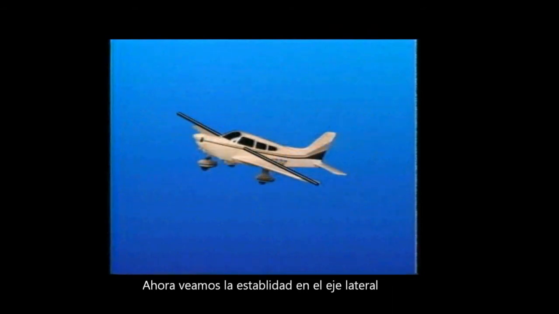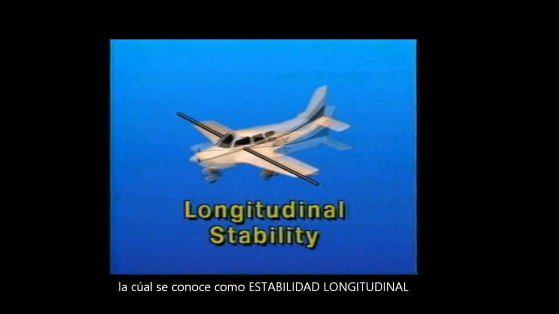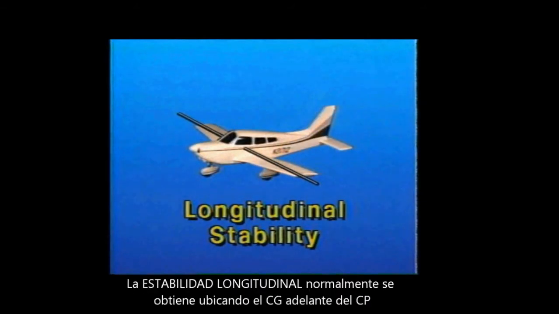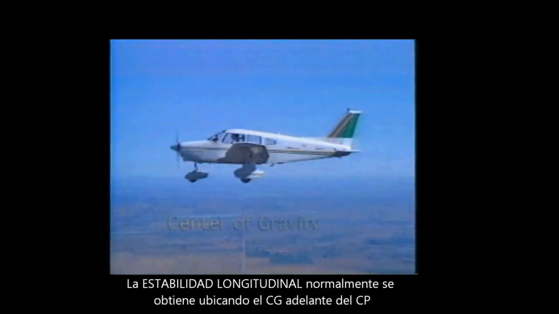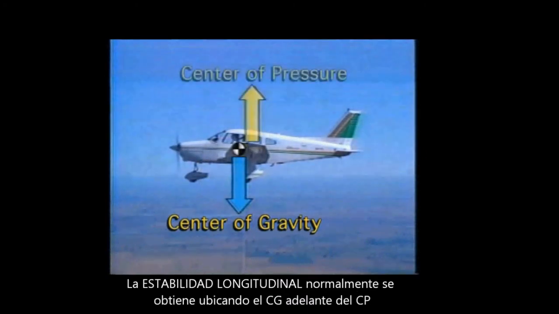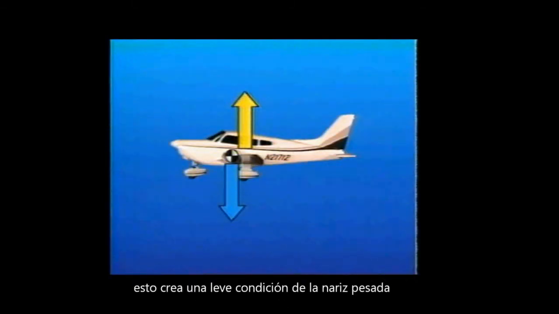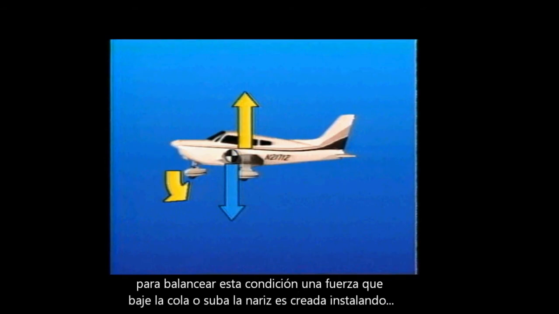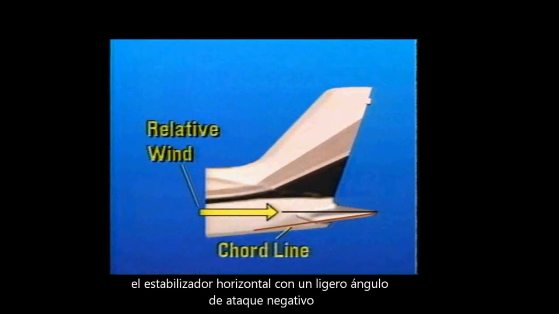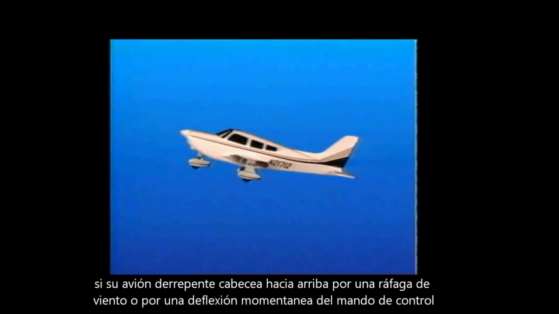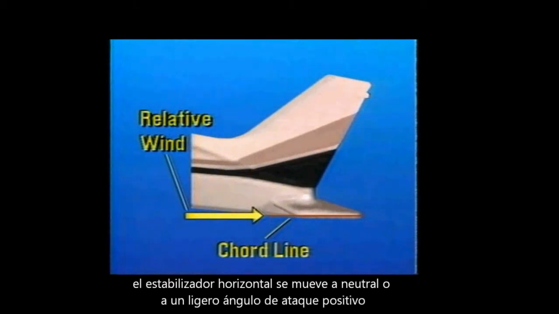Now let's look at stability about the lateral axis, which is called longitudinal stability. Longitudinal stability is normally obtained by locating the center of gravity ahead of the center of pressure, which is the point along the wing chord where lift is concentrated. This creates a slight nose-heavy condition. To balance this condition, a tail-down or nose-up force is created by installing the horizontal stabilizer with a slightly negative angle of attack.